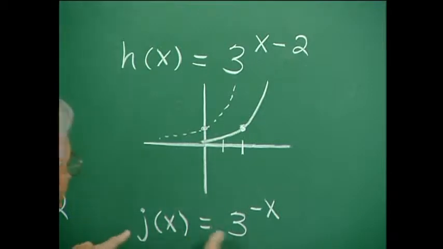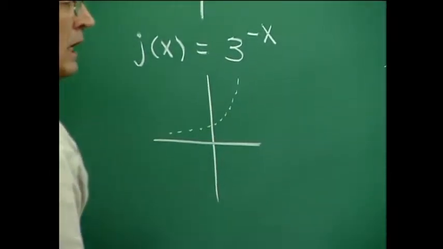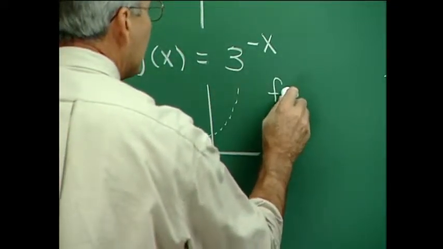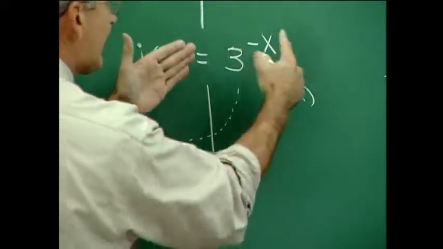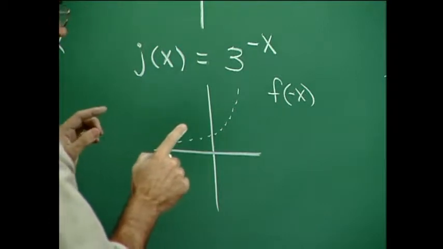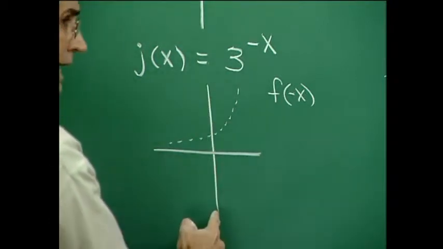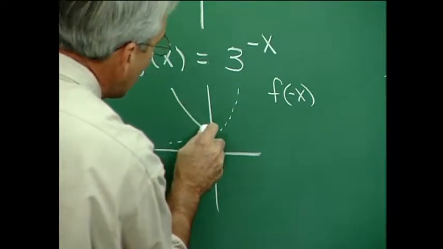Okay. Now, what about 3 to the negative x? 3 to the negative x, in function notation, this is nothing but f of negative x. You see, f of x was 3 to the x. This is f of negative x. This is that idea that we get, that reflection in the y-axis. So the graph of this will be this.